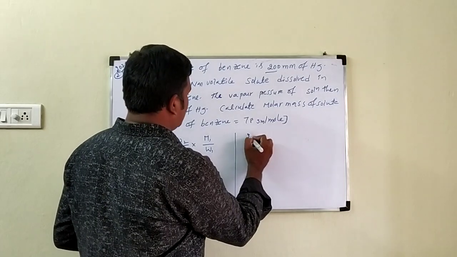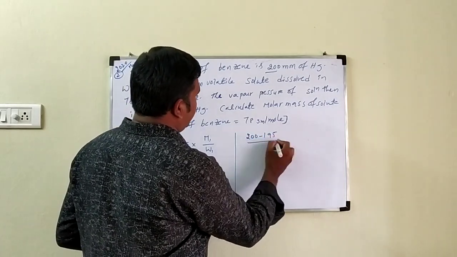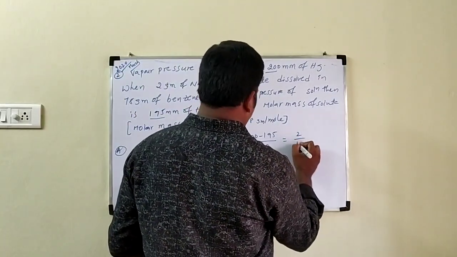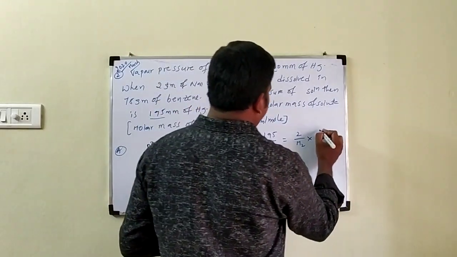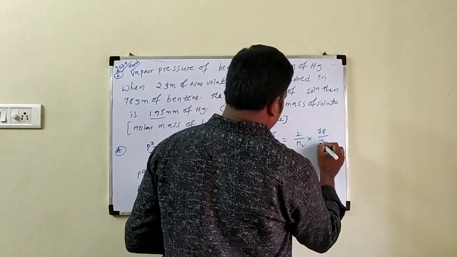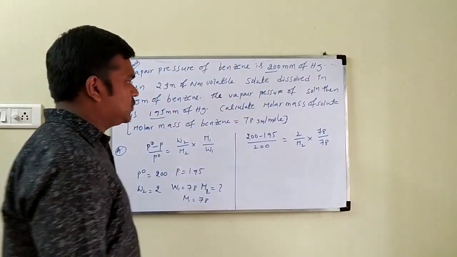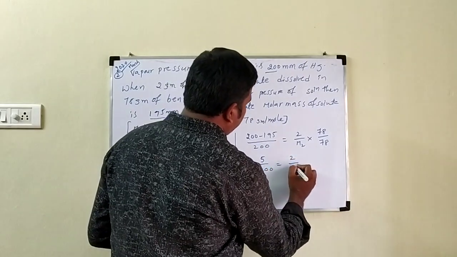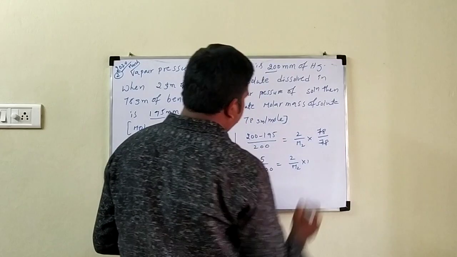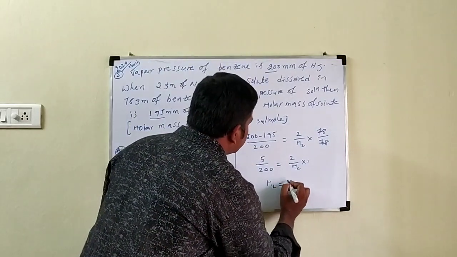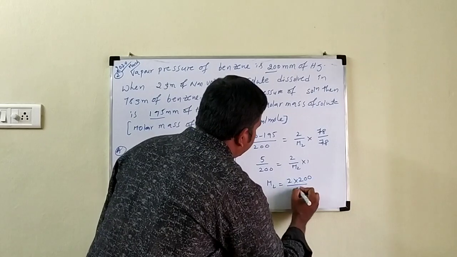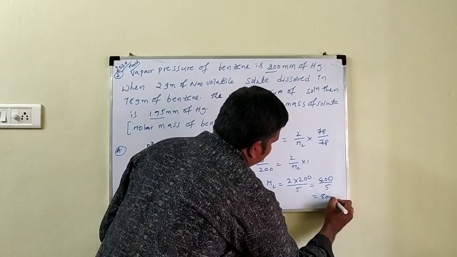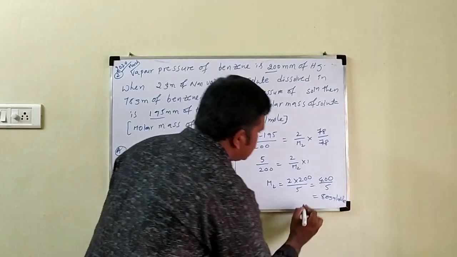So we have (200 minus 195) by 200 equal to 2 by M2 into M1 value 78, and the weight of the solvent is also 78 only. Okay. Here you will get 5 by 200 equal to 2 by M2 into 1, because 78 cancels. Now we get M2 equal to 2 into 200 by 5. You will get 400 by 5, that is 80 gram per mole.